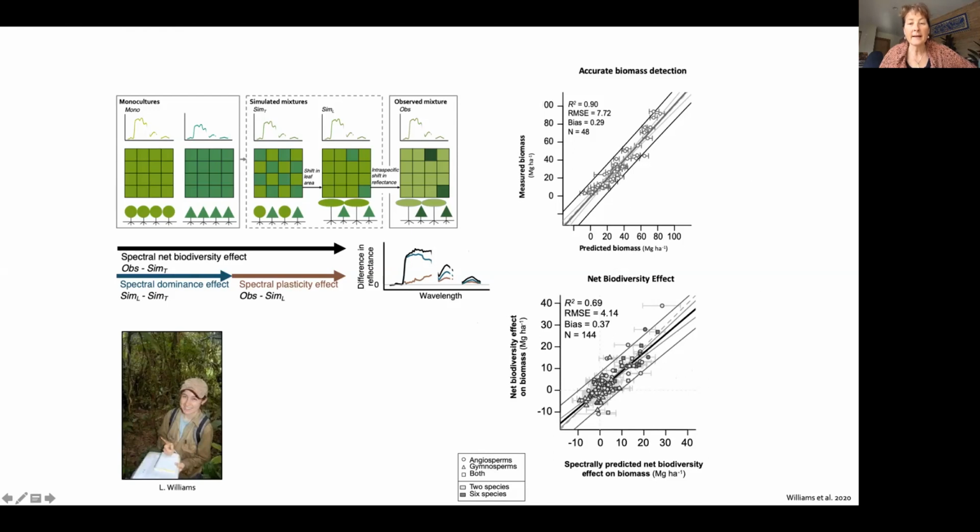And that depended on having a very nice model for biomass. She was able to very accurately predict biomass using a PLSR model in this system. And she was then further able to determine, using the simulation approach, whether the biodiversity effect was a consequence of dominance or plasticity.